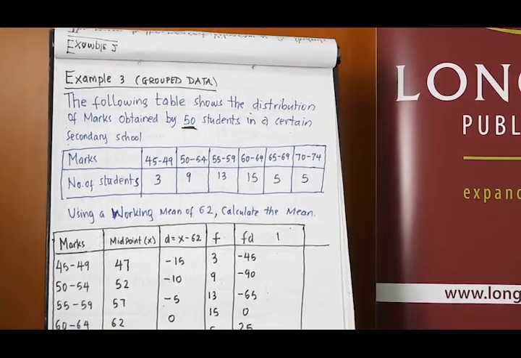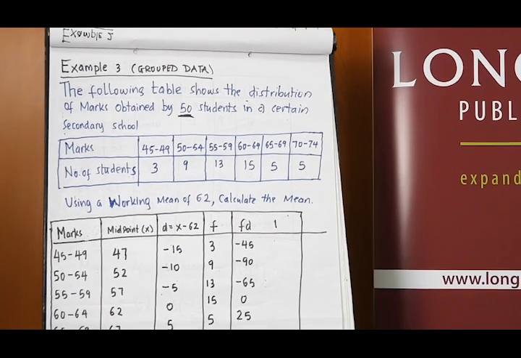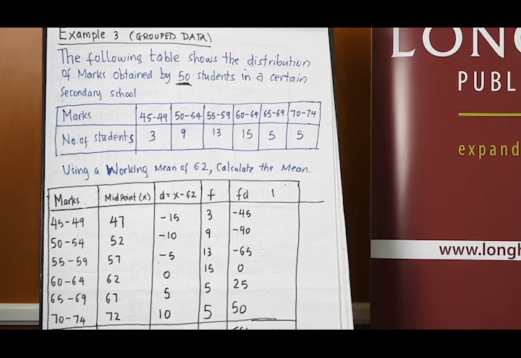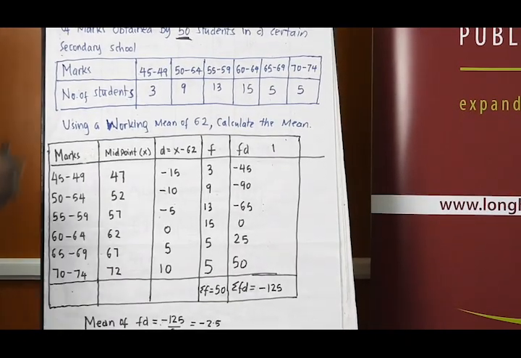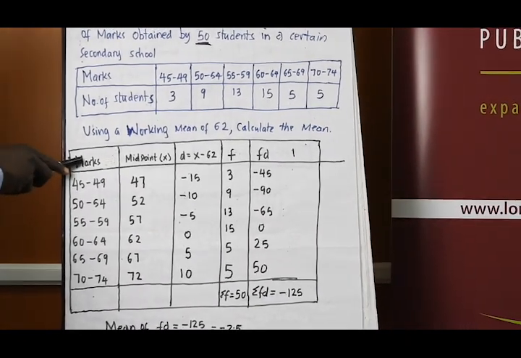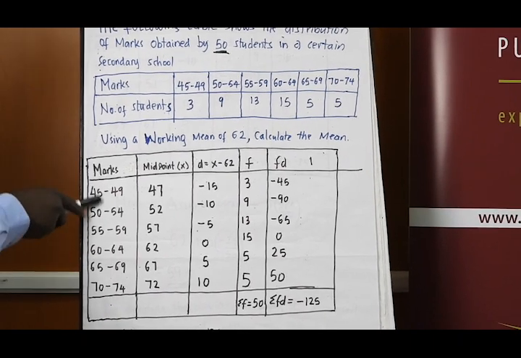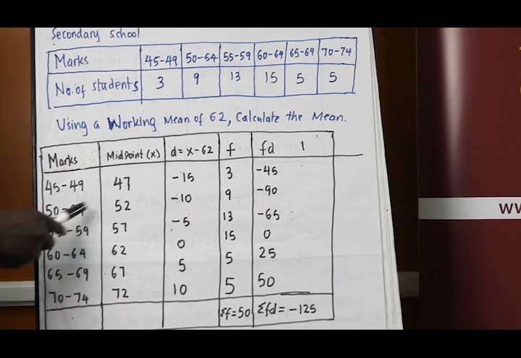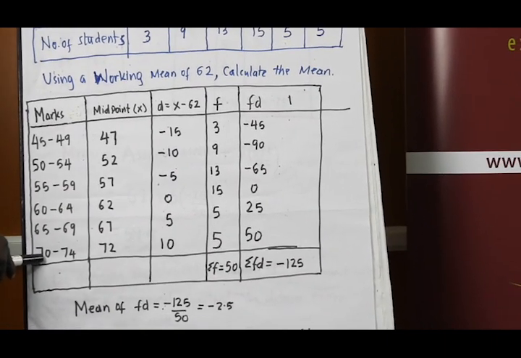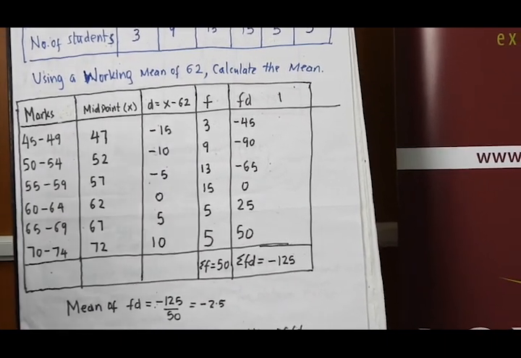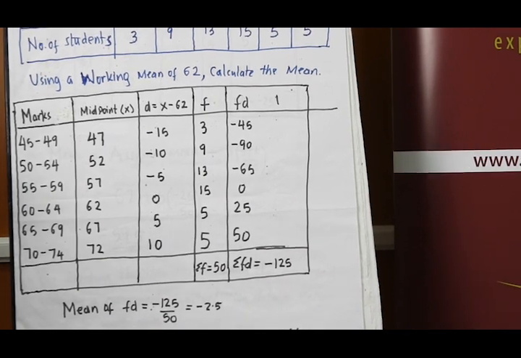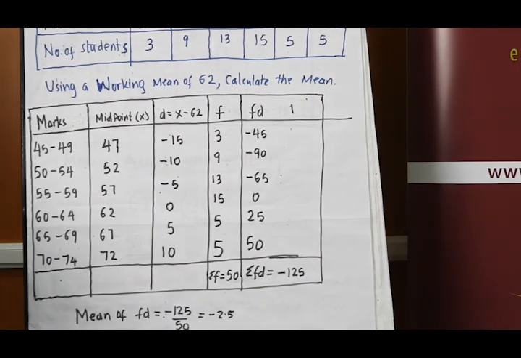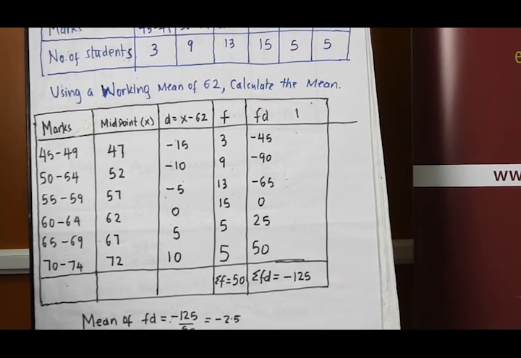Now we are requested to use a working mean of 62 to obtain the actual mean. So we are going to do another table. The first column is going to have the marks as they are, 45 to 49, 50 to 54, all the way to 70 to 74. Then because it's grouped data, we need to get the midpoints. How do we get the midpoints?